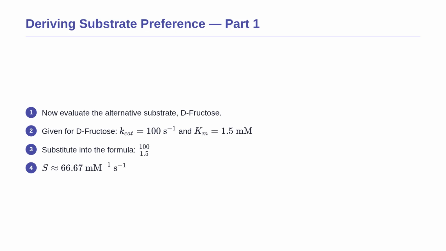The result is approximately 66.67. This much smaller number indicates that the enzyme struggles to bind and process D-fructose. The higher Km means the fructose molecule does not fit well into the active site, and the lower Kcat means the reaction is sluggish even when it does bind.